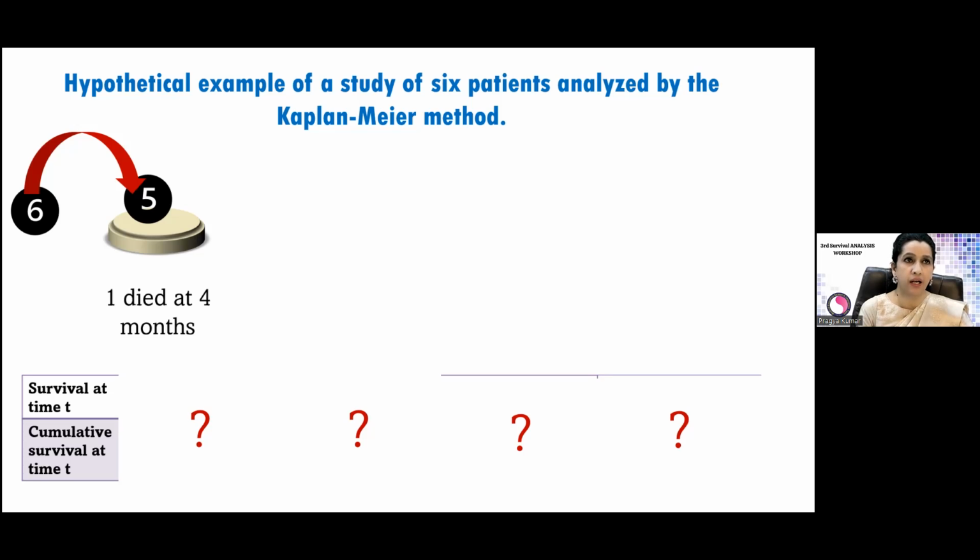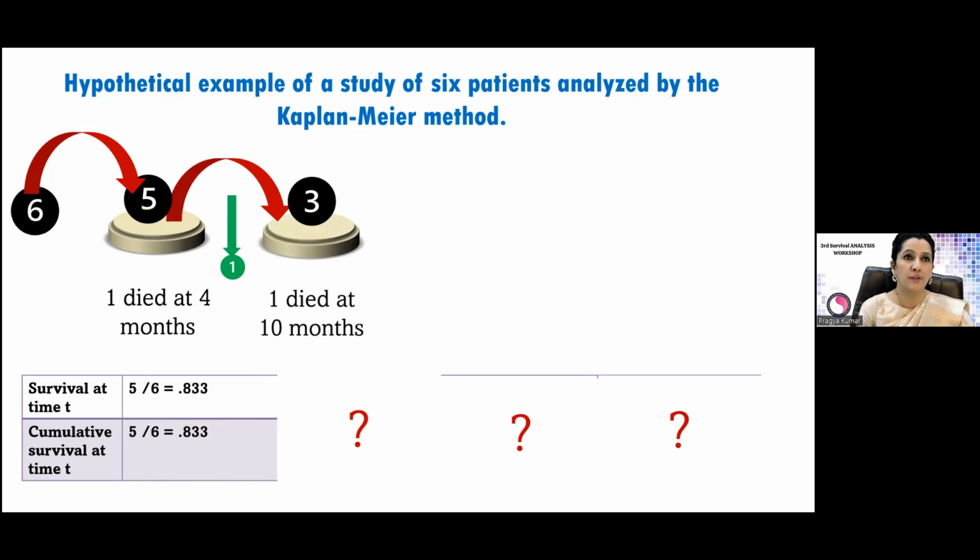So if at 4 months, 1 patient died, how many remained? 5 remained, because 1 died out of the total. So 5 by 6. So cumulative survival at time t will be 0.833.